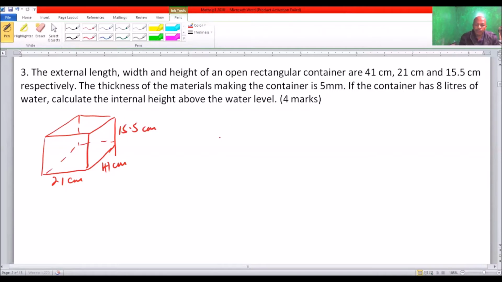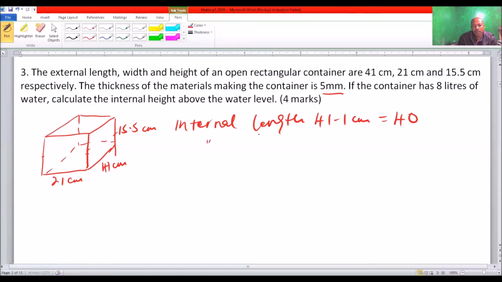With that, we can get the internal dimension because the thickness of the material used is 5 millimeter. So it means this side is 5 millimeter and this side is 5 millimeter, adding up to 1 centimeter. So that is the internal, and for the internal length, we subtract 41 minus 1 centimeter, which will give you 40.